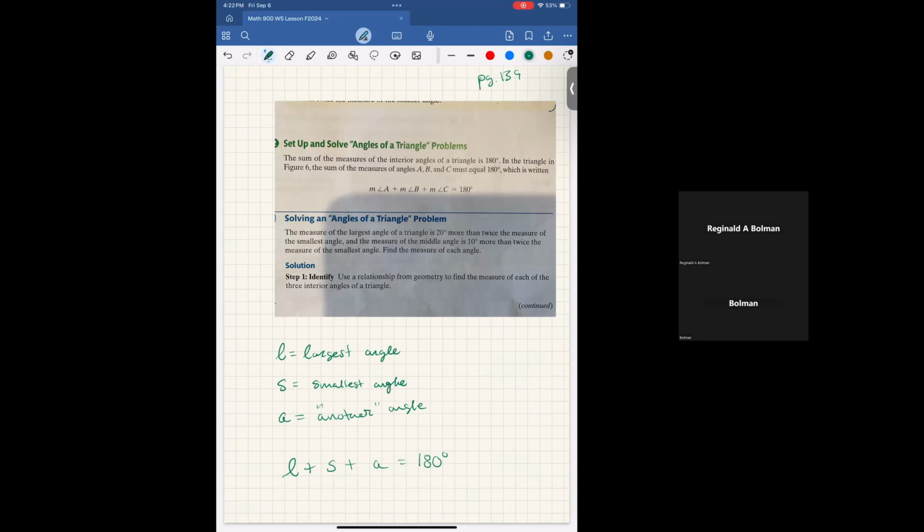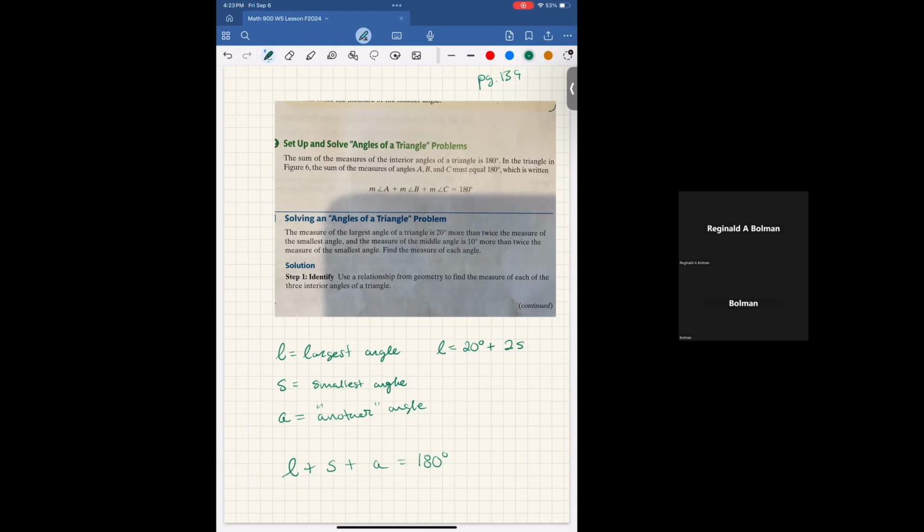So in this problem statement, it turns out that the largest angle of a triangle is 20 degrees more than twice the measure of the smallest. I'm going to represent 20 degrees more than twice the angle of the smallest with 20 degrees added to 2 times S, right? Because if I wanted twice the measure of the smallest, that means I need to take 2 times S, which I'm using to represent the smallest angle. And then if I'm 20 degrees more than that, I need to add 20 degrees to it in order to get my L, which is the largest angle.